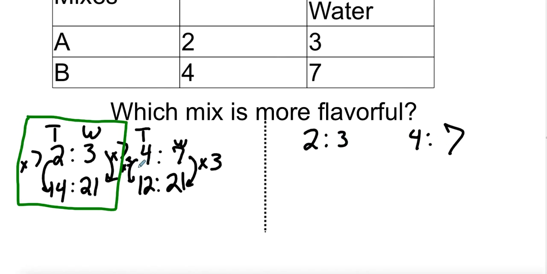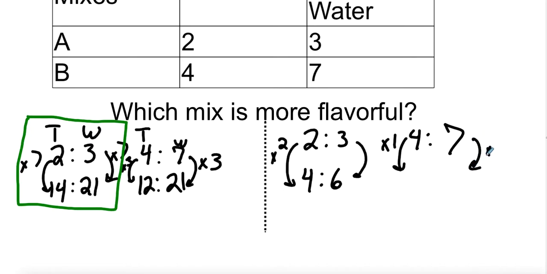And instead of finding a similar amount of cups of water, we can find a similar amount of teaspoons of flavoring. A common multiple between 2 and 4 is just going to be 4. So 2 times 2 will give me a new ratio of 4 to 6. And this value over here, I really don't have to multiply by anything, but I'm going to say that I multiplied by a factor of 1. So I have 4 to 7. And you're going to see that mix A is still more flavorful even though we showed different work.